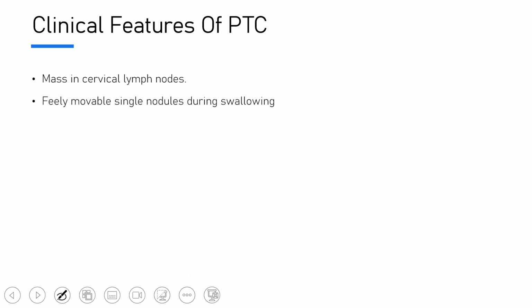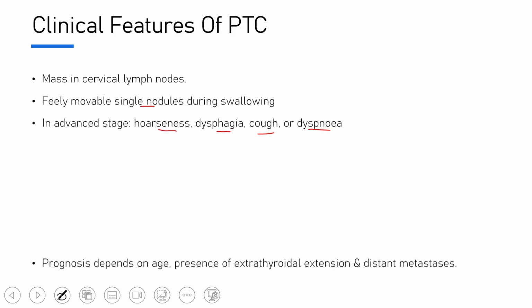Next, we move to the clinical features of papillary thyroid carcinoma. Here we see there is a mass in the cervical lymph nodes, which happens after the involvement of the cervical and regional lymph nodes. These lymph nodes are freely movable, and there is a single nodule that is freely movable during swallowing. And in an advanced stage, there is hoarseness, dysphagia, cough or dyspnea in the affected patient.